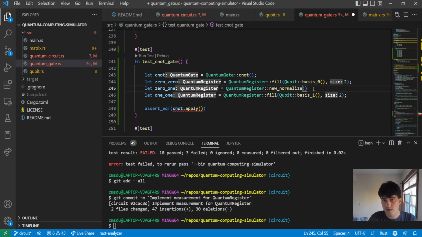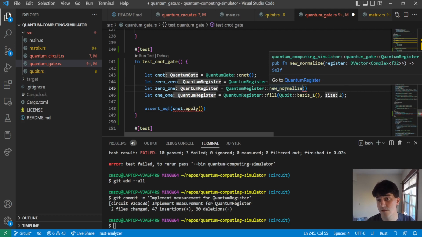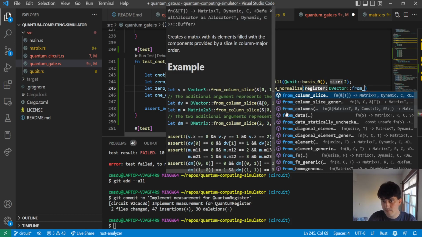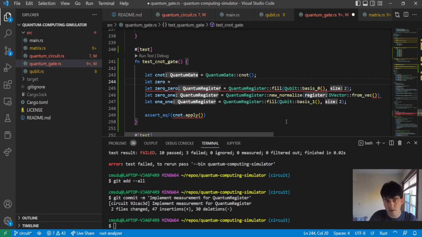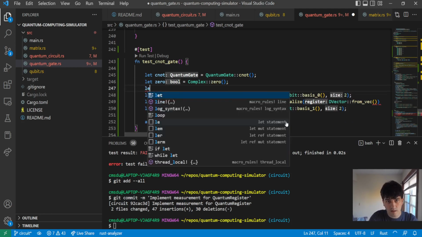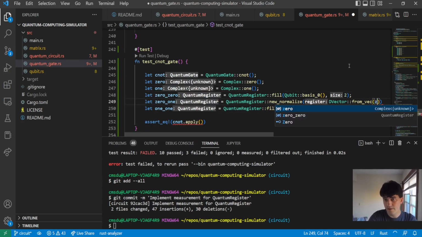Okay, new normalize, we need a vector. What does new normalize take again? Just the d vector. D vector from vec, and this will be just say let 0 be complex 0 and let 1 be complex 1. This will be 0 1.